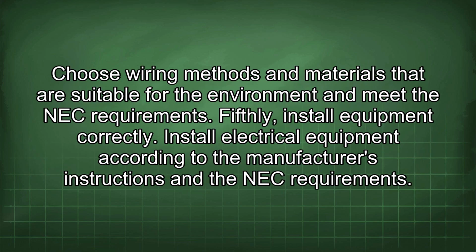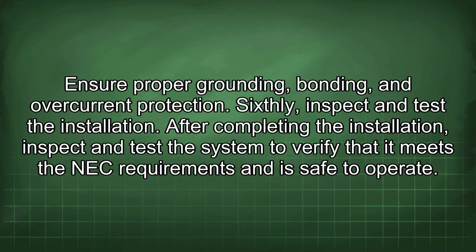Fourthly, select appropriate wiring methods and materials. Choose wiring methods and materials that are suitable for the environment and meet the NEC requirements. Fifthly, install equipment correctly. Install electrical equipment according to the manufacturer's instructions and the NEC requirements. Ensure proper grounding, bonding, and overcurrent protection. Sixthly, inspect and test the installation. After completing the installation, inspect and test the system to verify that it meets the NEC requirements and is safe to operate.